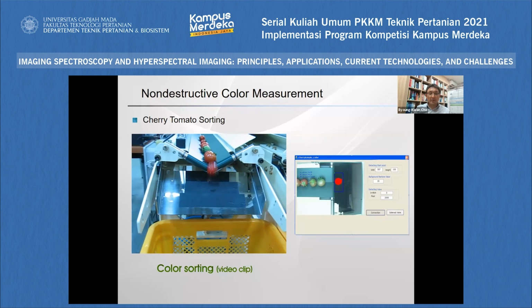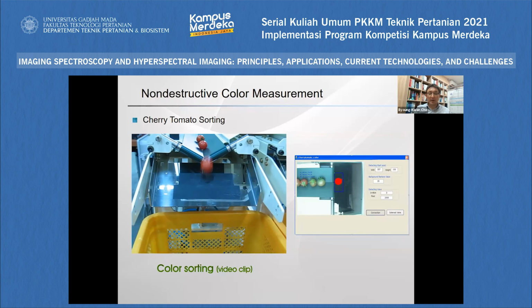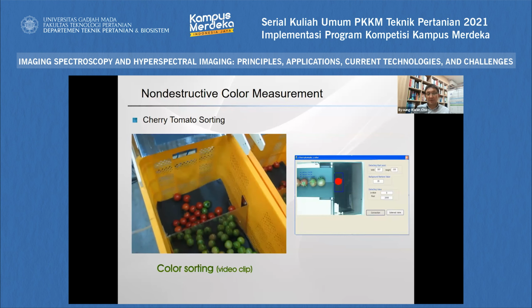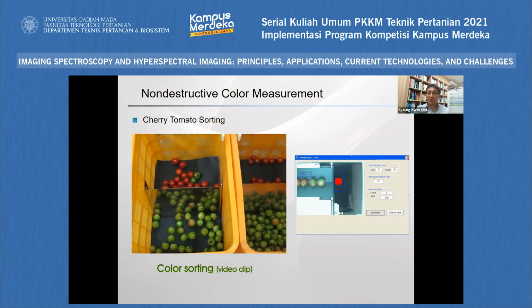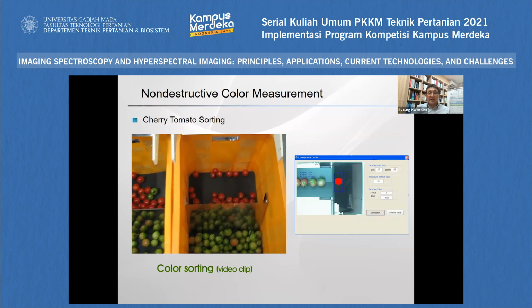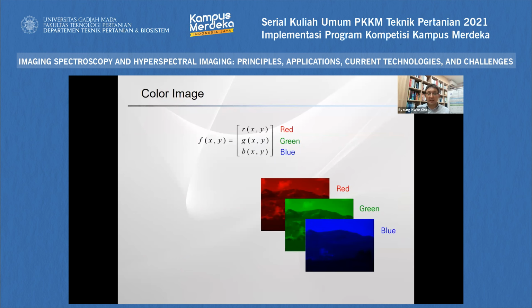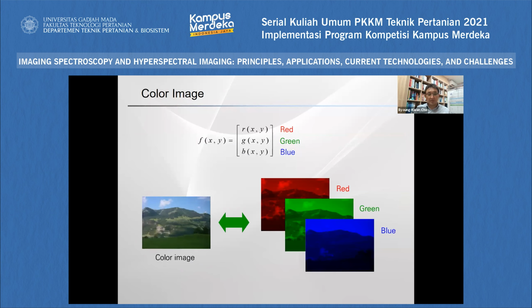The ripe tomato is red and the unripe tomato is green. So using that system, we can sort the ripe tomato like this one. All right, then what is a color image? A color image consists of 3 wavebands: red, green, and blue. Using red, green, and blue wavebands, we can compose a whole color image like this. Okay, then what is color?